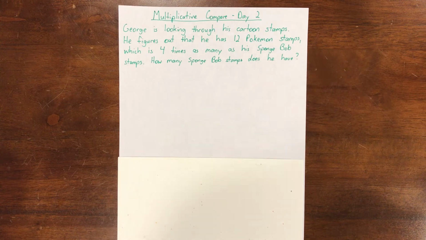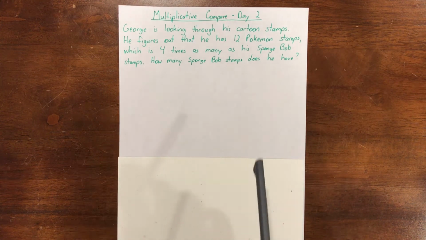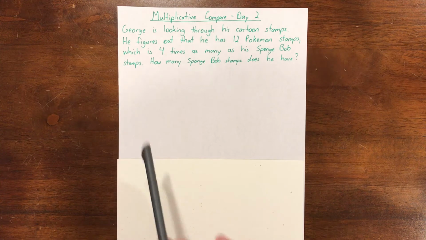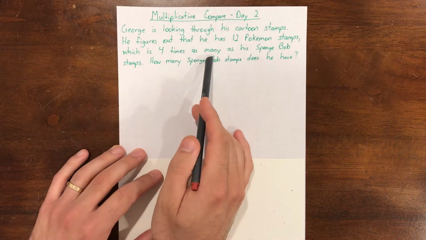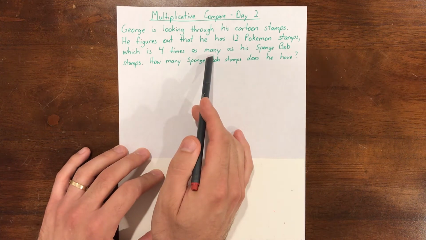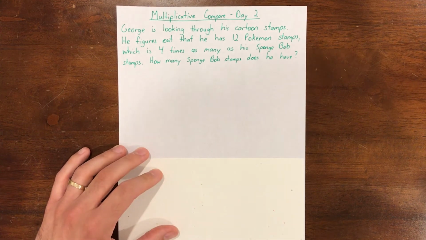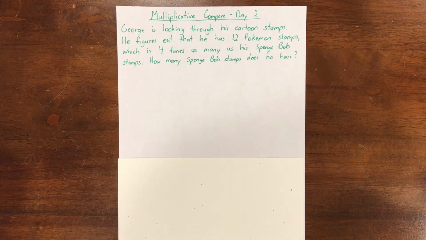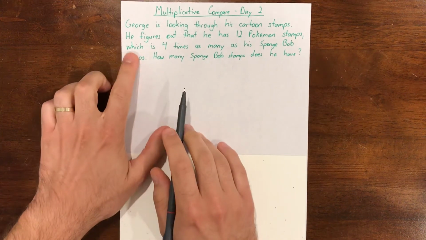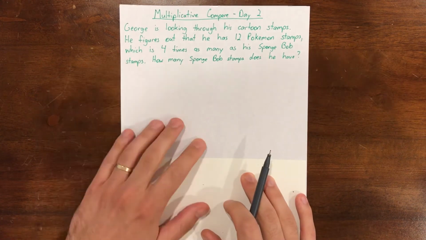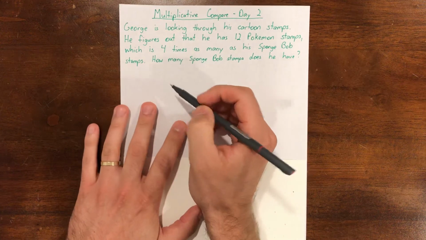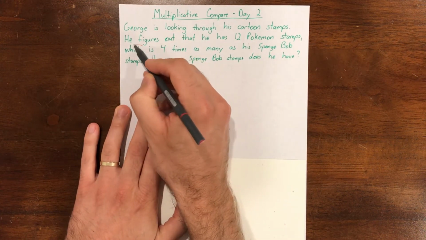I noticed this part of the story problem got a little confused by it. Right here, what does it mean when it says which is 4 times as many? What does the which mean in that part of the sentence? Say it out loud. Yeah, the which here, that means the Pokemon stamps, because the problem was just talking about Pokemon stamps. I'm going to draw an arrow from the which to the Pokemon stamps so that I remember.